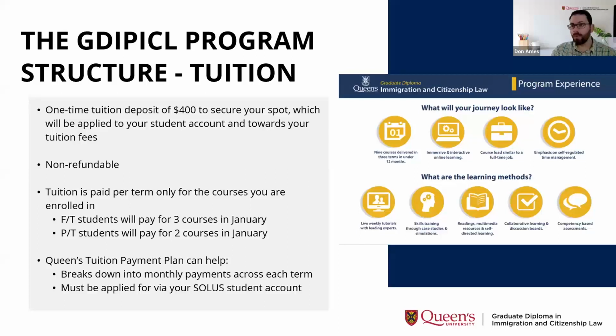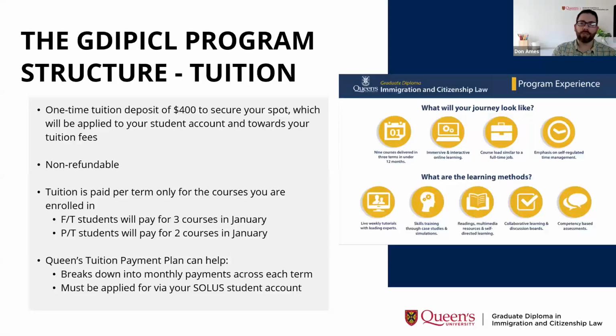Tuition as a whole for the entire program is paid per term and only for the courses that you are enrolled in. So like that breakdown that I showed you earlier, full-time students will pay for 3 courses for the first term, 3 courses for the second term, and 3 courses for the third term. Whereas part-time students will pay for either 1 or 2 courses depending on the term.